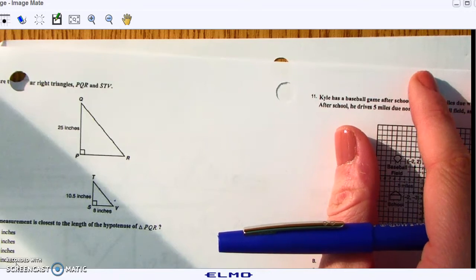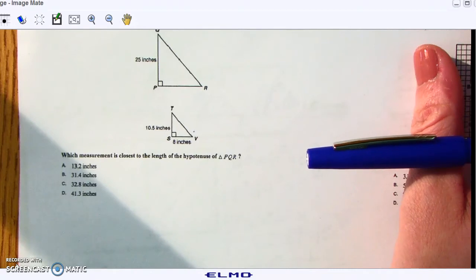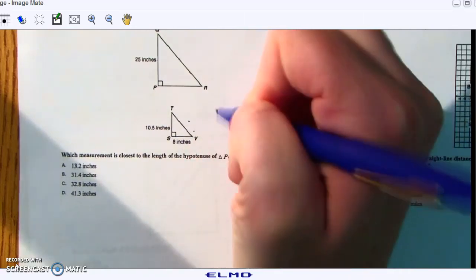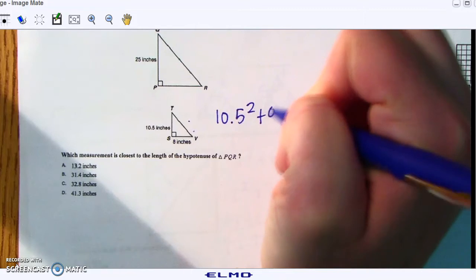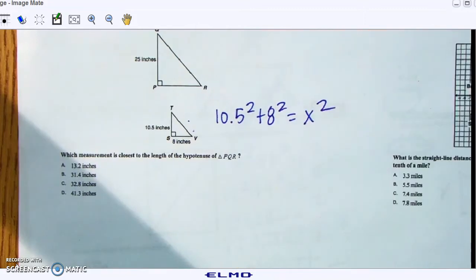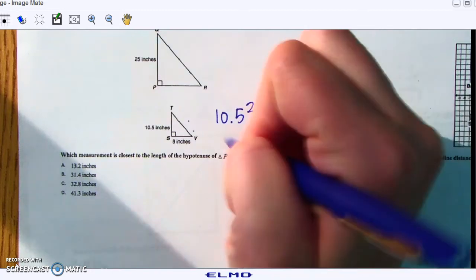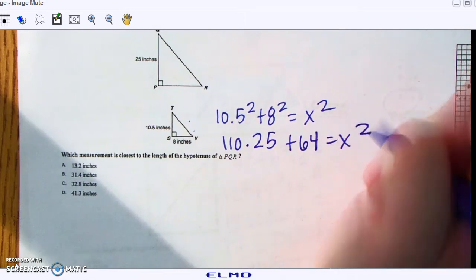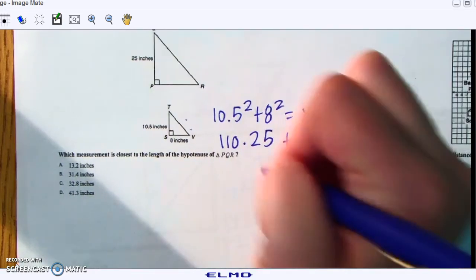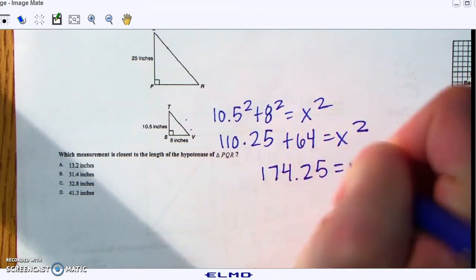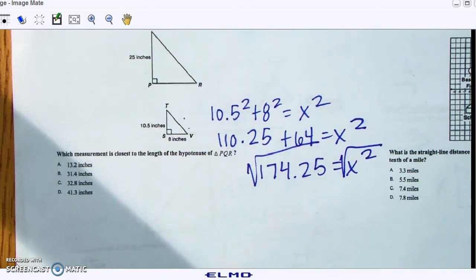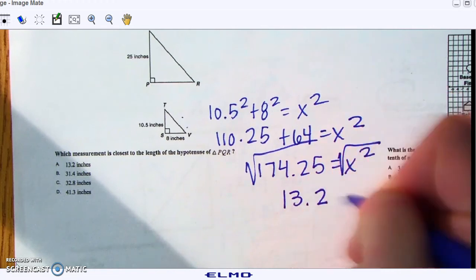These are similar right triangles. What is the measurement closest to the length of the hypotenuse? So I need to figure out the hypotenuse of this one. So 10.5 squared plus 8 squared equals x squared. 110.25 plus 64 is equal to x squared. Add 64 to that, I get 174.25 is equal to x squared. Square root of both sides. And I get 13.2 is equal to x.